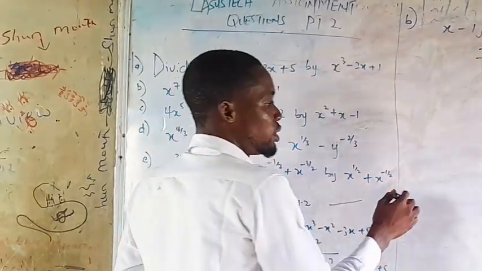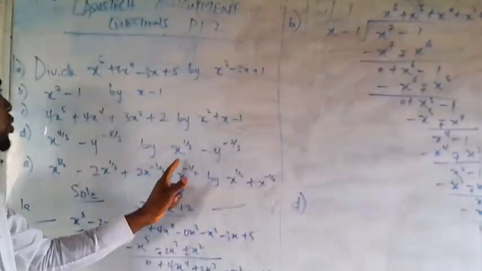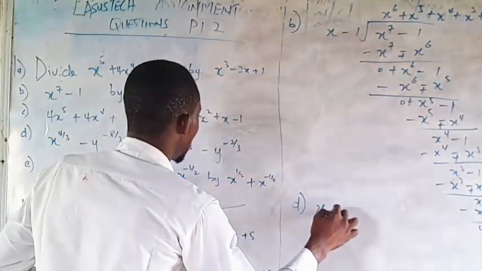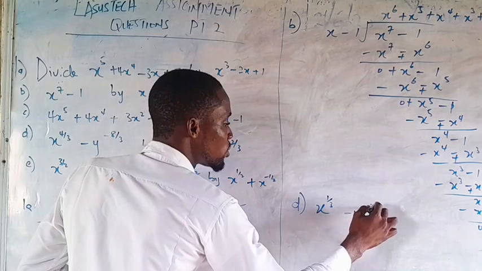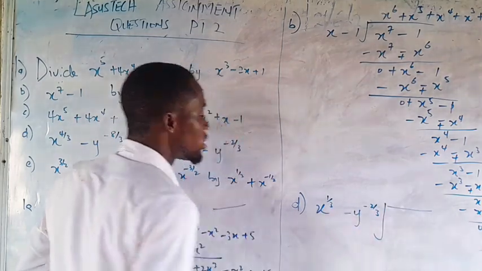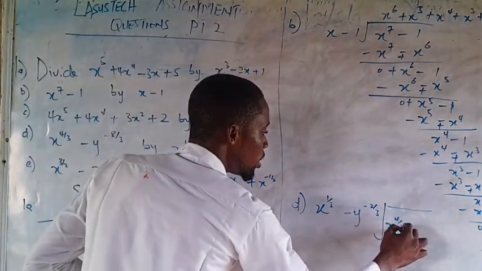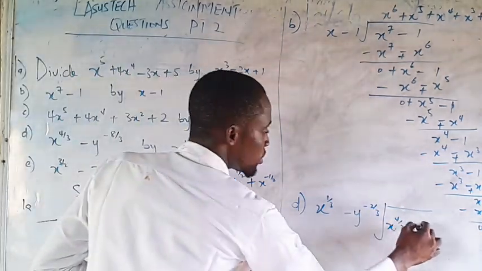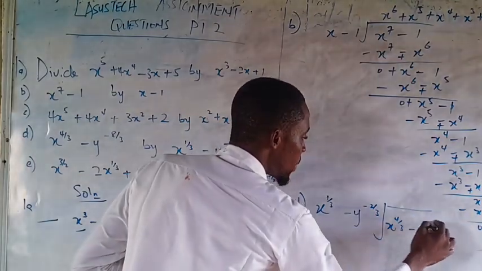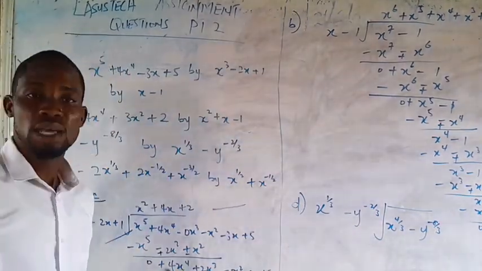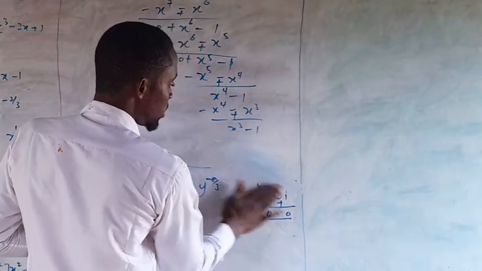How do I then arrange this question? I have my D question to be like so. X to the power minus 1 over 3. X to the power 1 over 3 minus y to the power minus 2 over 3. Then we have this x to the power 4 over 3 minus x, y raised to power what? Minus 6 over 3. Now, how will I solve this question?